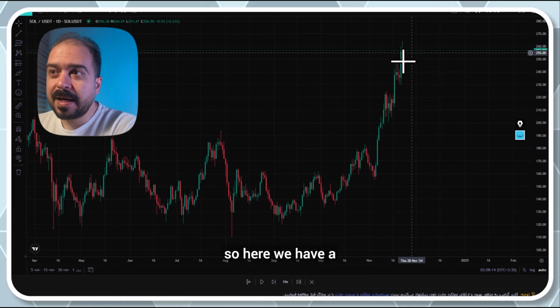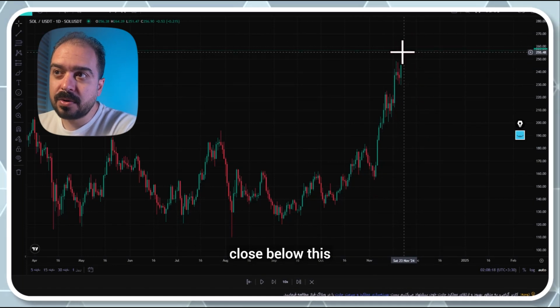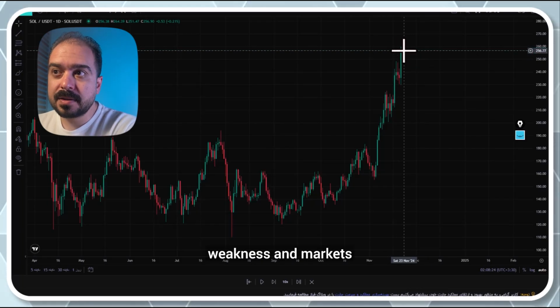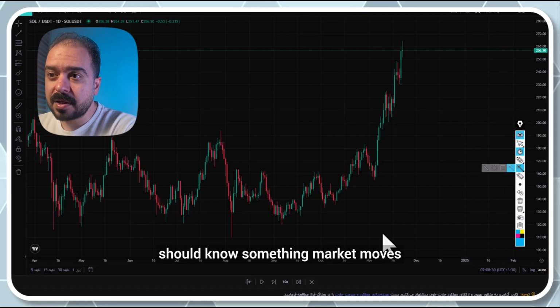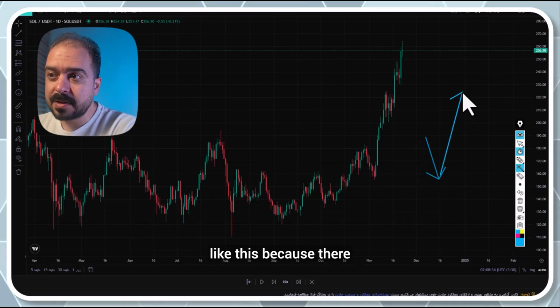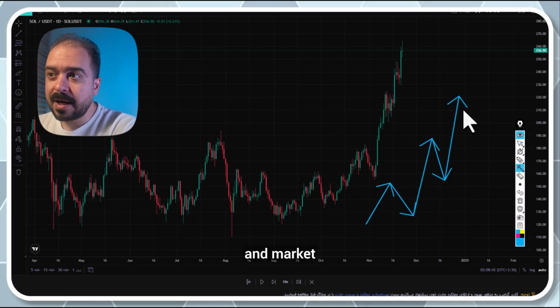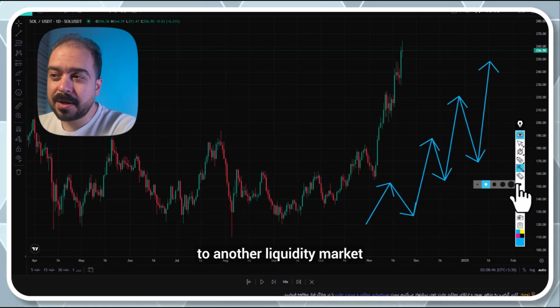Here we have a clear weakness in candles because this body closed below this shadow, and market needs more fuel for moving. Before everything, we should know something. Market moves like this, but why like this? Because there is always liquidity and market moves from one liquidity to another liquidity.